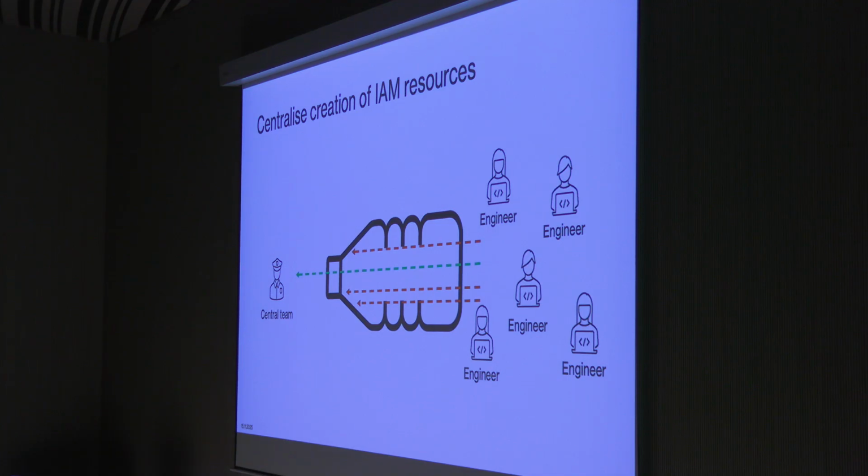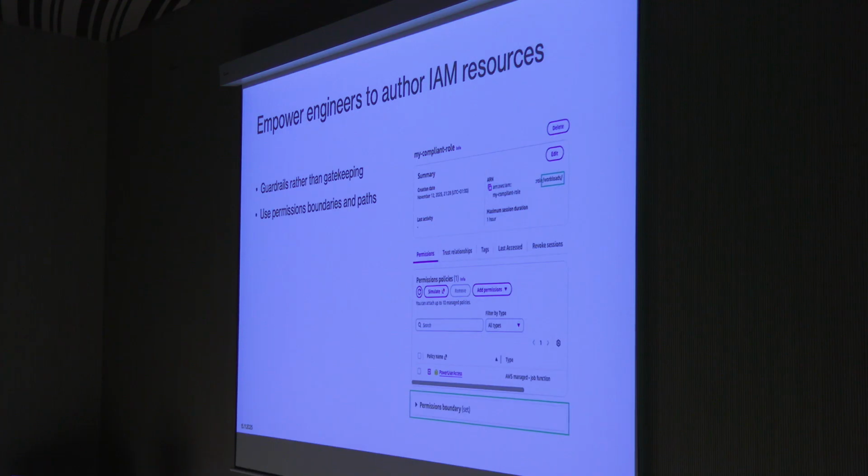Once your engineering teams start to grow and the number of requests starts to grow, this will create bottlenecks. And so what's a better way? The better way, an alternative, is to empower your engineers and give them enough permissions to go and author their own IAM resources. In the end, it's the engineers who know what permissions they need for their applications. So instead of leaning to the gatekeeper approach, we can leverage guardrails. And so these guardrails can be based on permissions boundaries and paths.